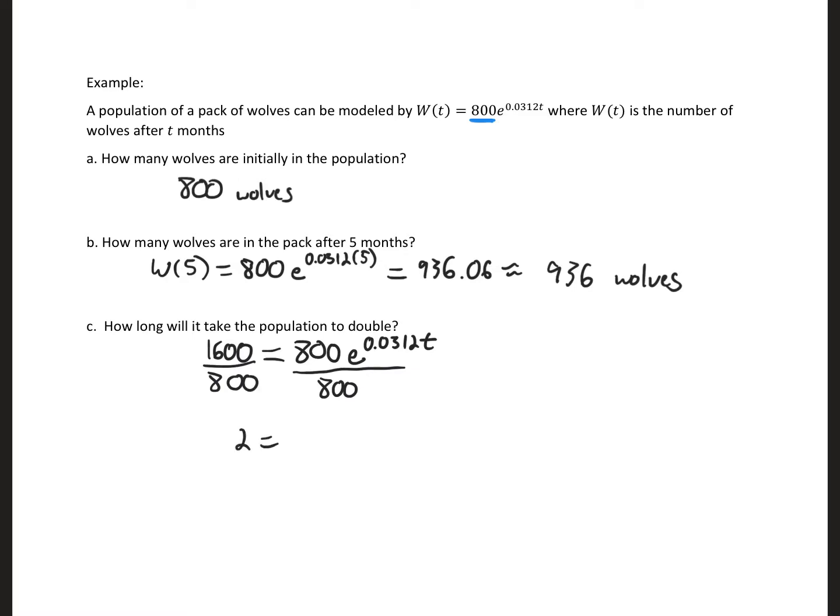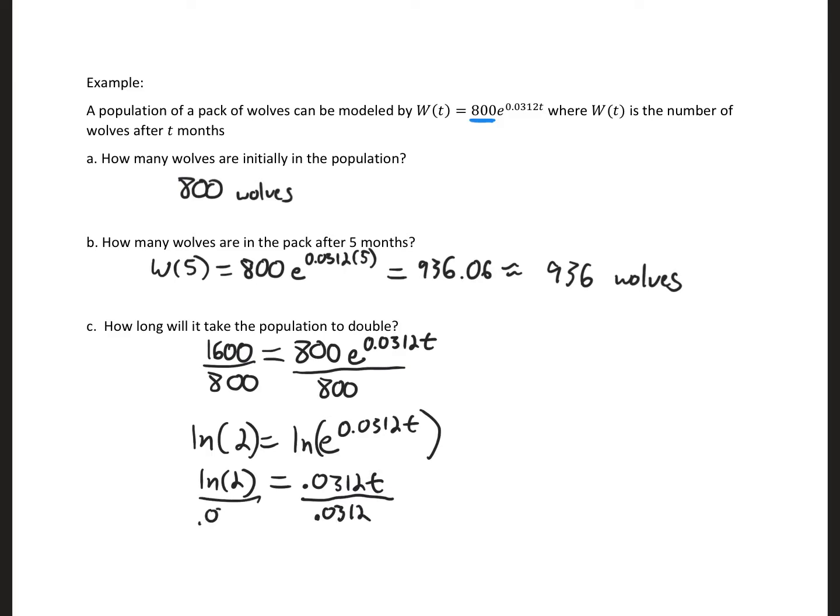That's just 2. 2 equals e to the 0.0312t. And I'm leaving some space there because we know to solve for that exponent, we have to do the natural log. So we're going to do the natural log of each side. And that'll give us 0.0312 times t equals natural log 2. And we're going to divide each side by 0.0312. And so we've got t now.